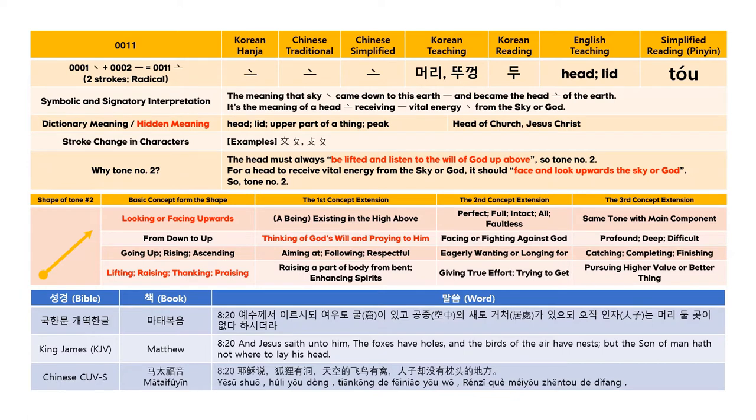This character, two strokes, one of the radicals, has the same shape in Korean Hanja, Chinese traditional and Chinese simplified. In Korean, 머리두, 뚜껑두. In English, head, lid. And Chinese pronunciation, 头, 头, just like this, following the shape of the tone number 2.